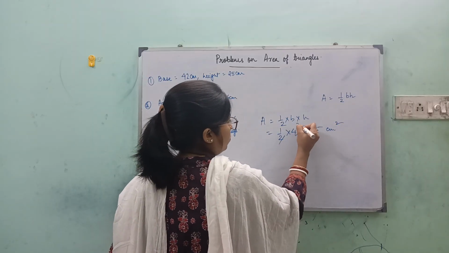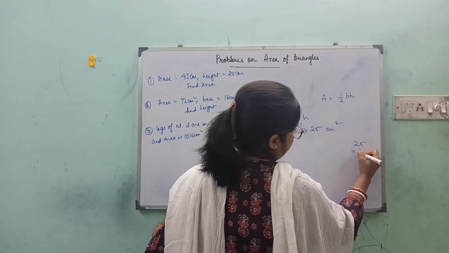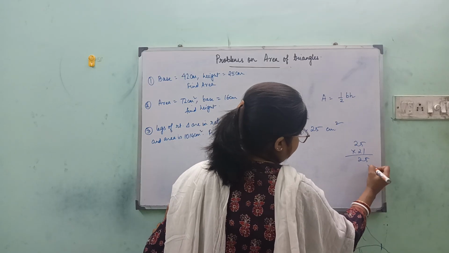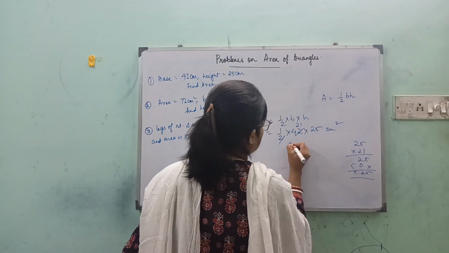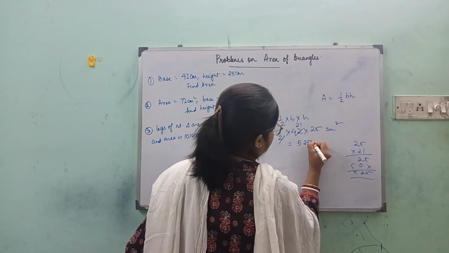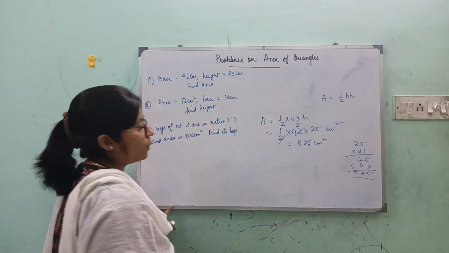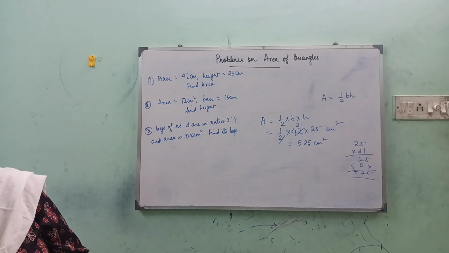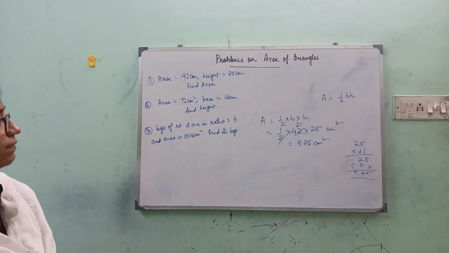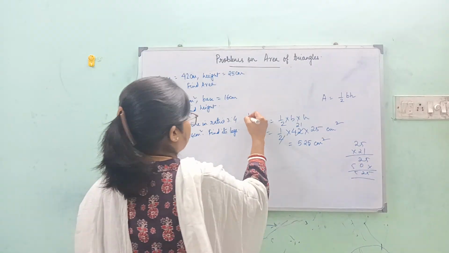So this is 21, so 25 into 21 is 525 centimeter square. So this is the area of the triangle that has been asked, 525 centimeter square. This is the first solution.